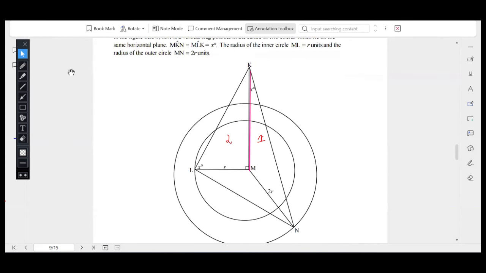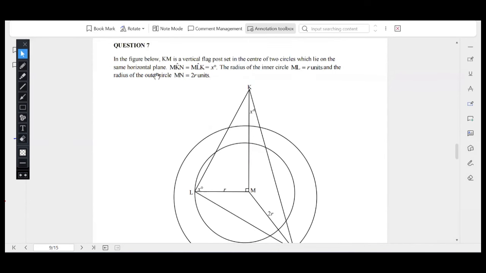Looking at this, we can see that this is 90 degrees here. Again, this is a vertical line, and there's a horizontal line meeting here, from what we are being told in the statement. So let's go back and read the statement so that we are sure of everything. In the figure below, KM is a vertical flag post set in the center of two circles, which are on the same horizontal plane. I know that 3D drawings can be a bit confusing to digest, but if this is a vertical pole meeting a horizontal line, obviously we must have a 90 degree angle. That's the first thing you need to figure out.